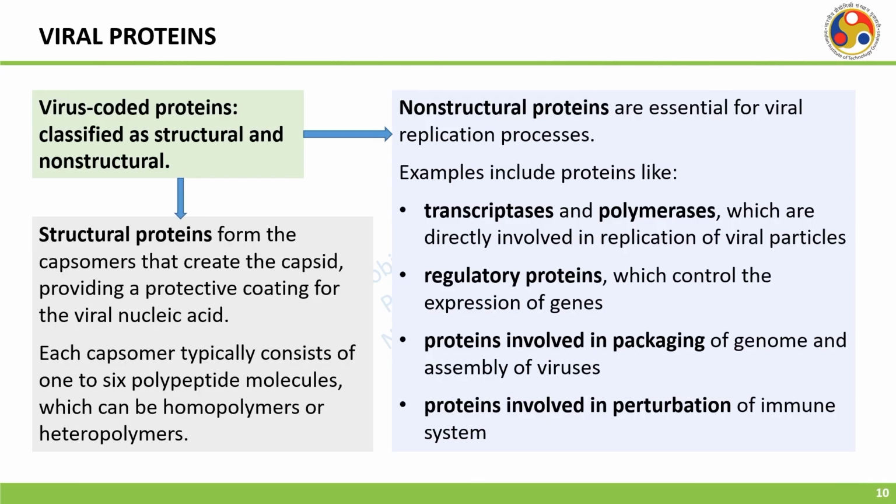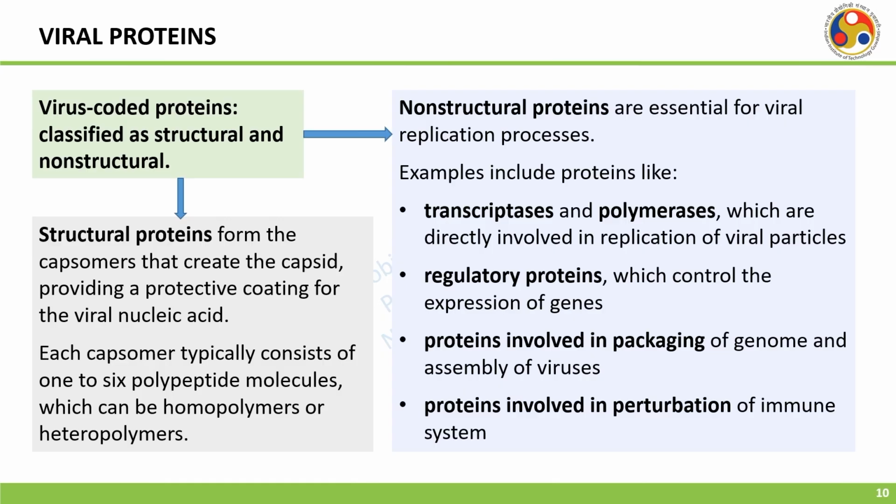Now, let us discuss the viral proteins. Viruses code two types of proteins. The first type is the structural proteins and the second type is the non-structural proteins. These structural proteins form the capsomers that create the capsid, providing a protective coating for the viral nucleic acid. Each capsomer typically consists of 1 to 6 polypeptide molecules, which can be homopolymers or heteropolymers.